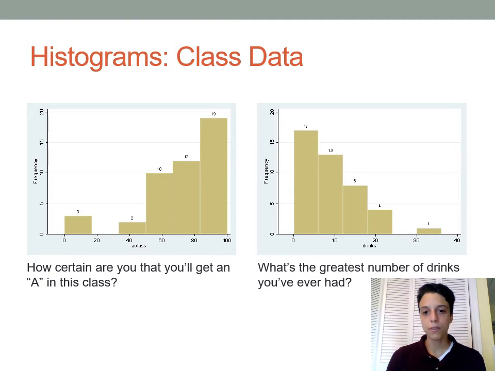The other graph that I'm showing you is the greatest number of drinks that you've ever had in a night. And here you can see it's sort of the opposite shape. Most of the responses are clumped on the left side of the graph, with fewer and fewer responses as you get out towards the right side of the graph.